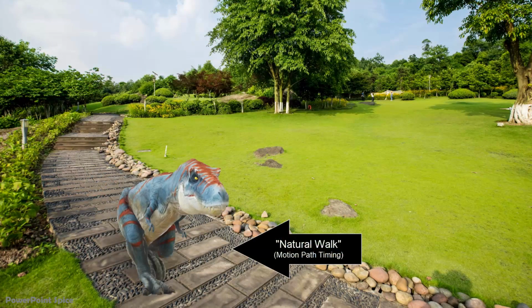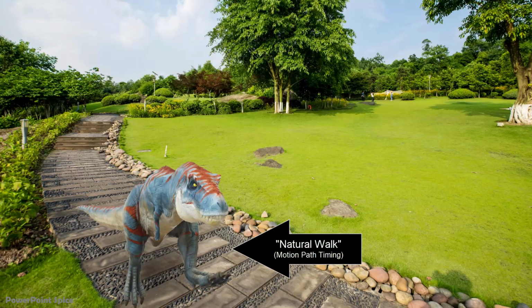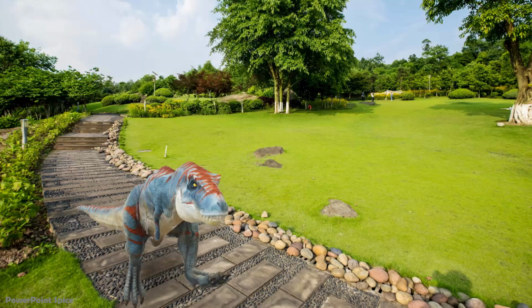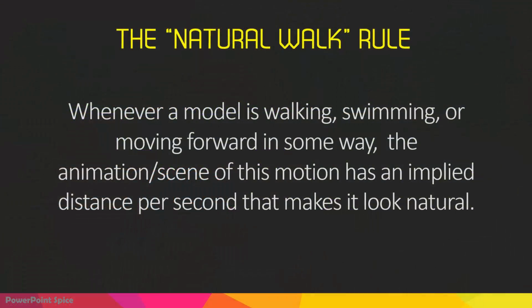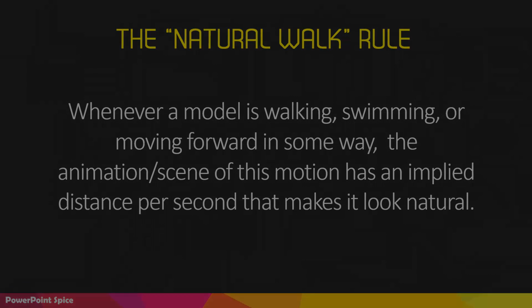The next advanced trick I want to show you is what I call the natural walk rule. This one is probably the most complex trick so far, so I'll write it out as well. Basically, it states that whenever you have a 3D model that's walking or swimming or moving forward in some way, like this dinosaur, the built-in scene or animation of that walk or swim has an implied distance per second that the object needs to travel in order for it to look natural. So let me show you what I mean.